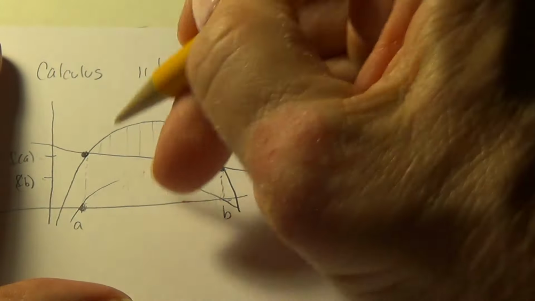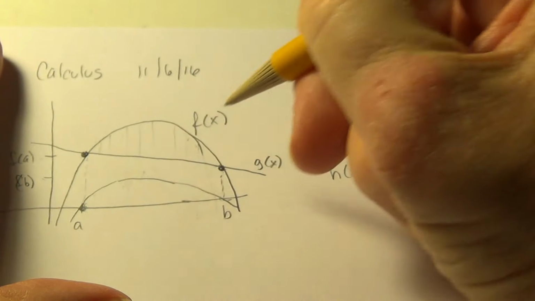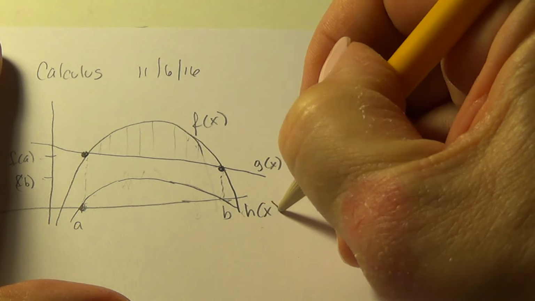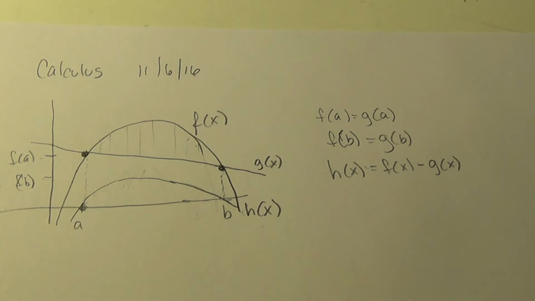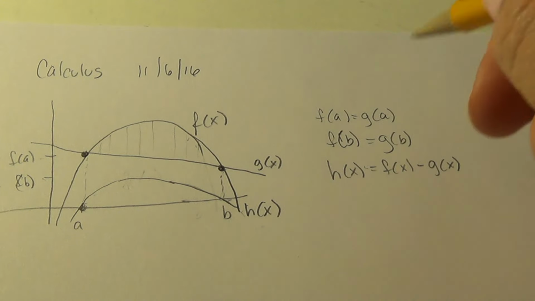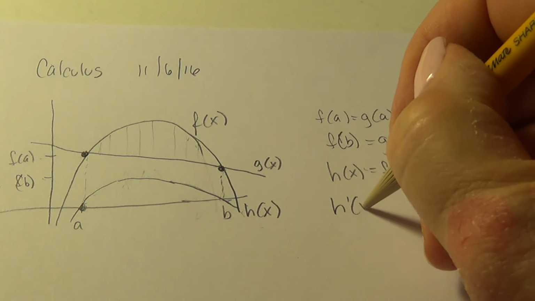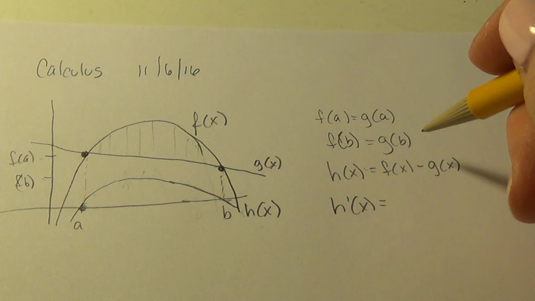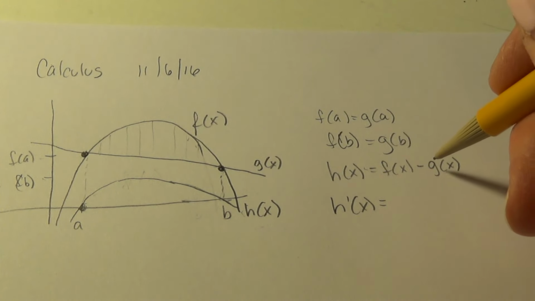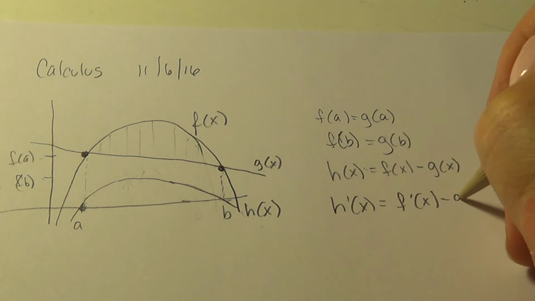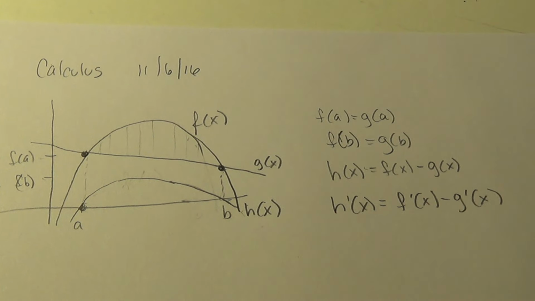Just going to move that name. Alright. So I'll call it h of x, which is the difference between the upper function f of x and the lower function g of x. By our properties of derivatives, if we want to know the derivative of h of x, we know the derivative of a sum, in this case a difference, same principle, is the difference of the derivatives. So we can take the derivatives across like that and have a valid statement.